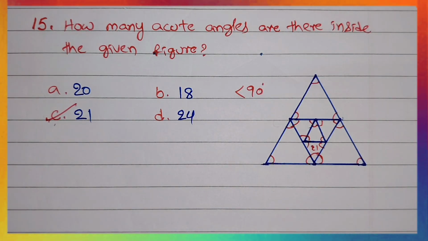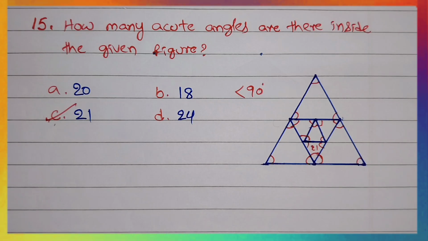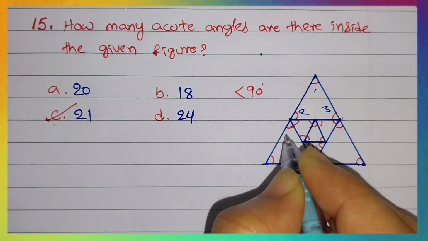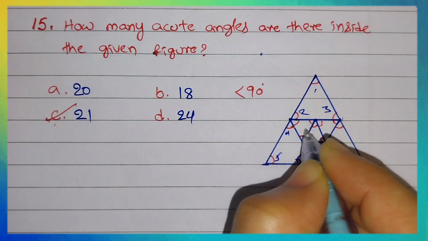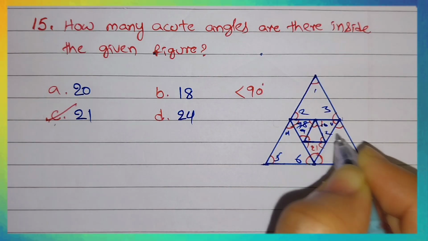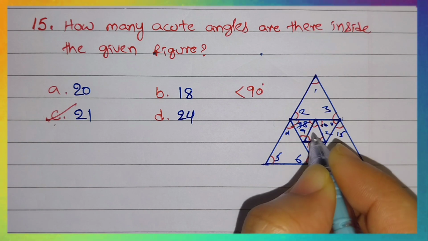If you want to recheck the answer, you just do one thing. First count the triangles. How many triangles are there? There are totally 7 triangles and 3 angles in each triangle. So 7 3s are 21 angles. Like this we have to count the acute angles in triangles.